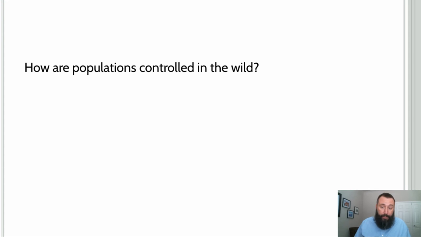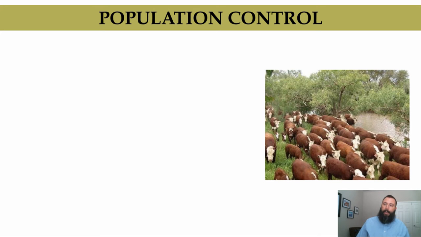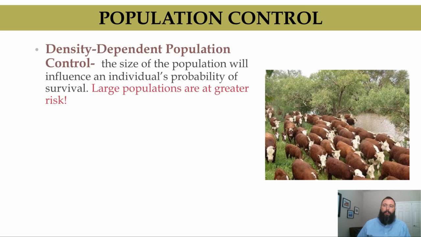So how are populations, not human populations, but how are populations of animals and plants controlled in the wild, right? Population control. Well, there's this idea here that there's this density-dependent population regulation process that happens. The size of the population will influence an individual's probability of survival, and large populations are at a greater risk. Let's break down density-dependent population control. The population size is controlled based on the number of individuals in an area.